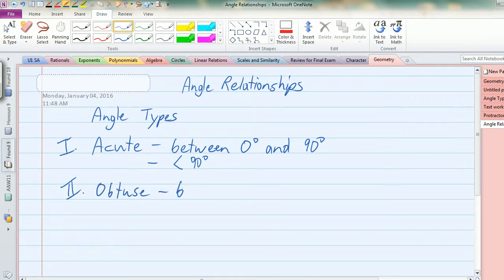So that's between 90 degrees and 180 degrees. So using math symbols, we can say it is less than 180 degrees, but it's greater than 90 degrees. So you'd have to use two math symbols to show that.